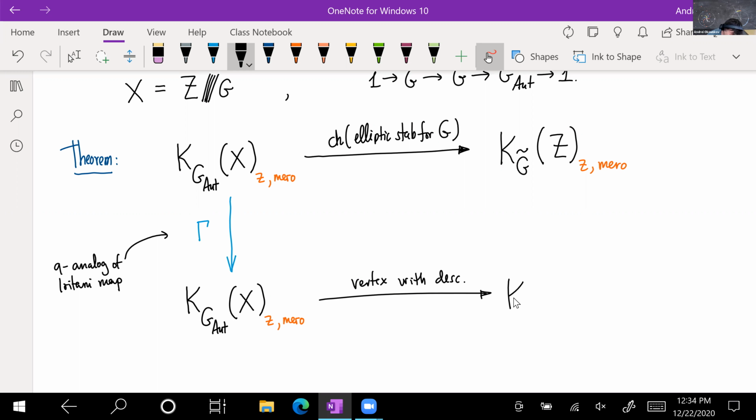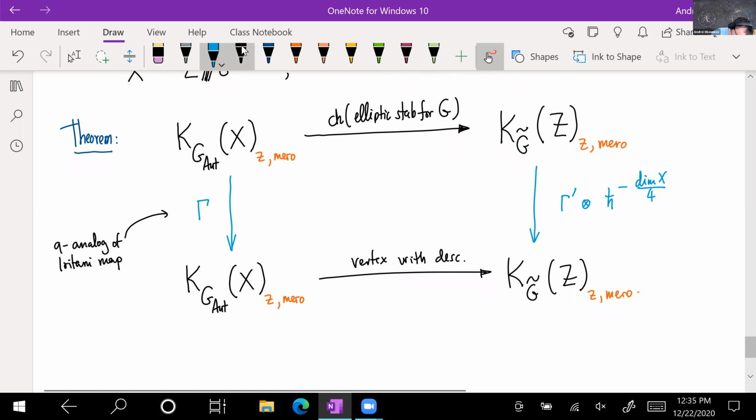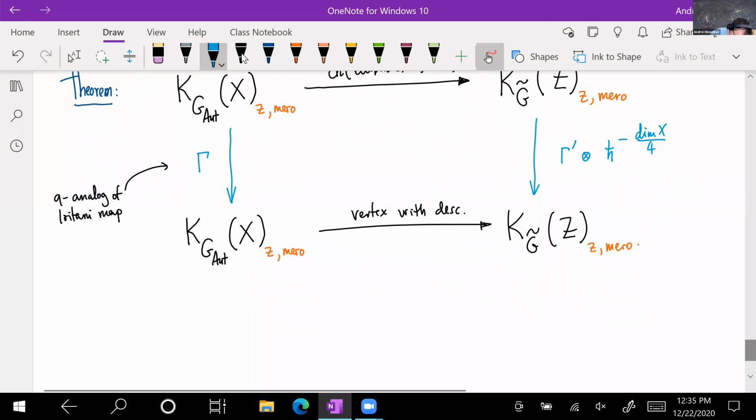And then this then go to the stack. And here slightly different gamma. And also it's twisted by h bar to the power minus dimension x over 4. But never mind that. Okay. So now what is that meromorphic stuff?